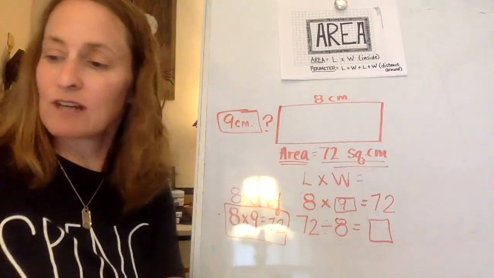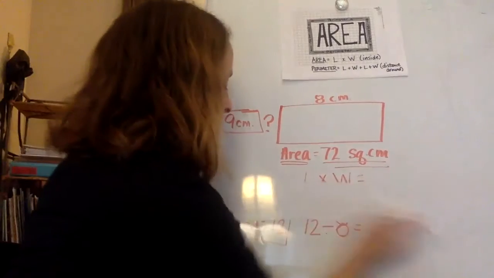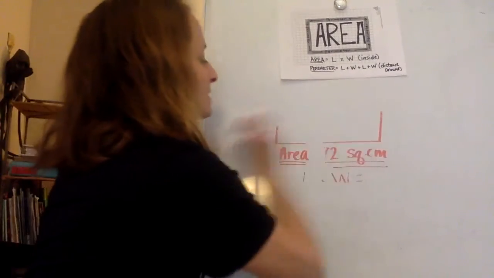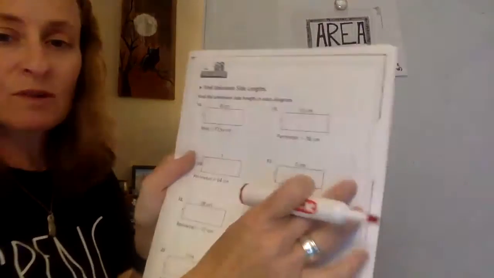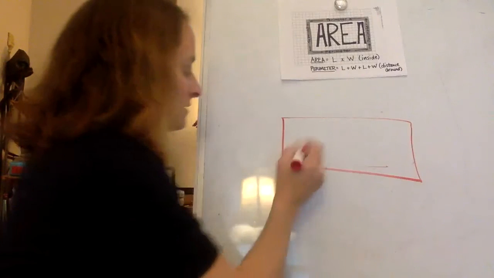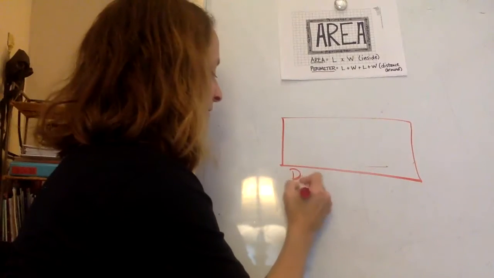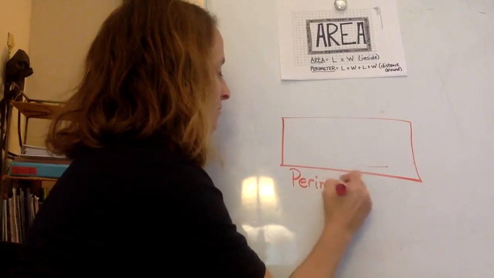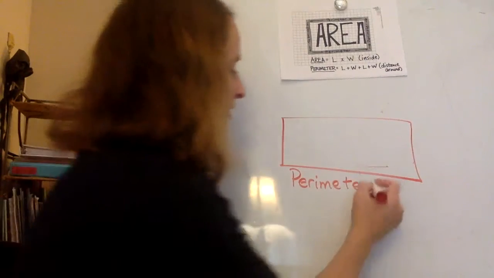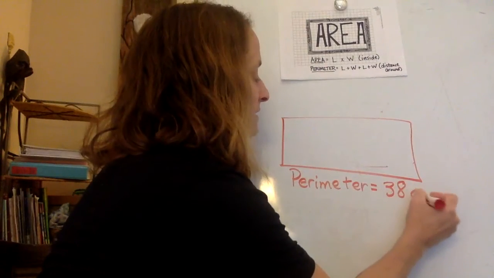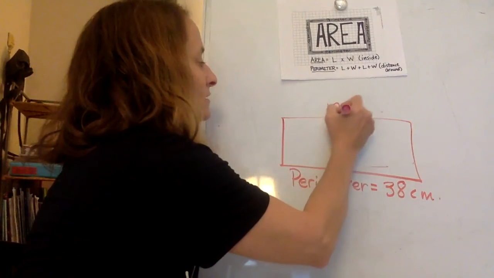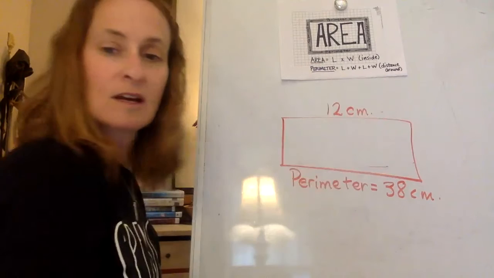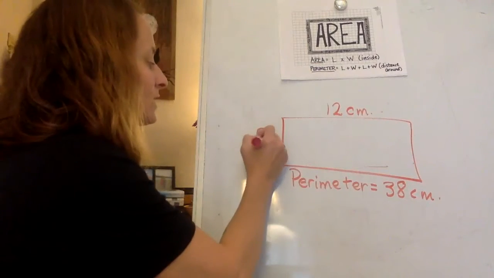All right, I want to do another one for perimeter because this is a little bit different because we're measuring the distance around. So let's do this one right here. I'm going to make that a little bigger. Here's my rectangle. On the bottom, I know I'm trying to solve perimeter. So the total perimeter is 38 centimeters. We know that this is 12 centimeters, but the unknown is right here.